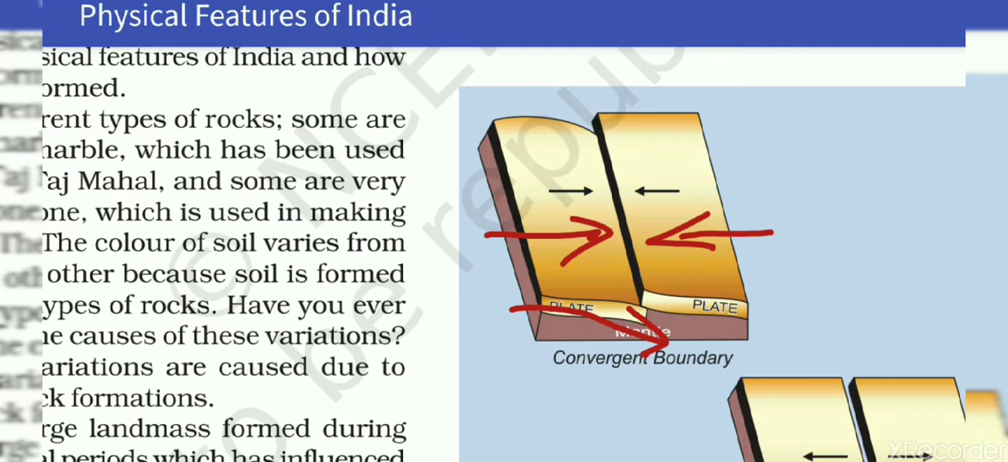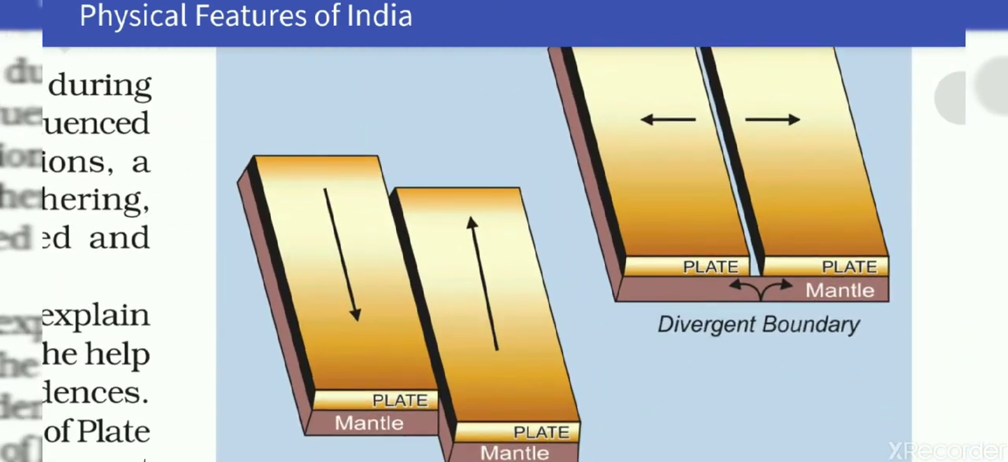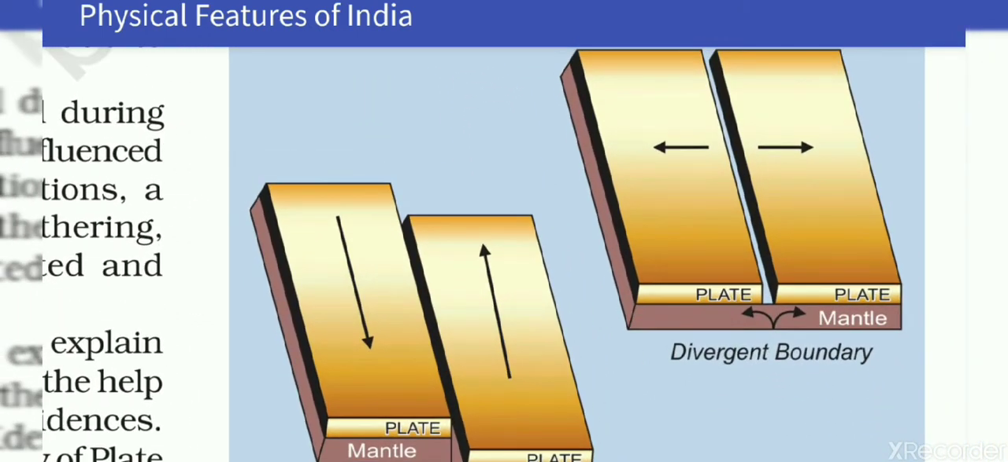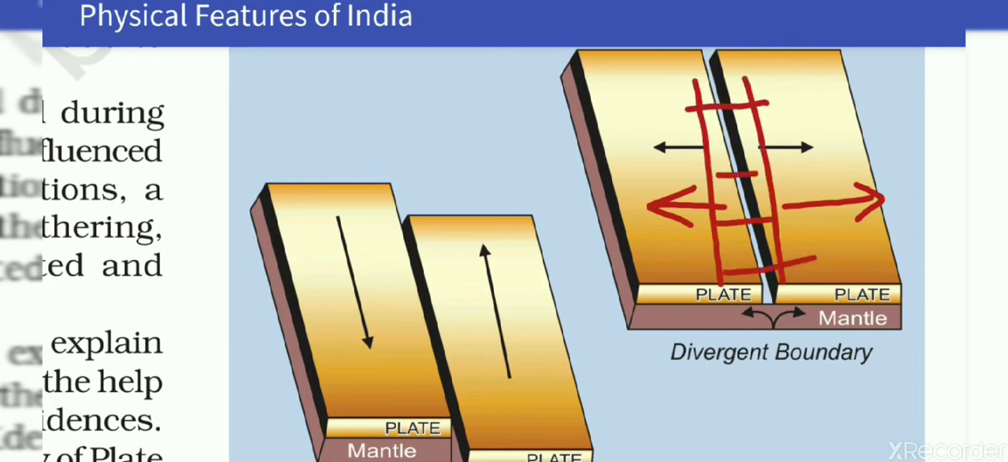Now what is the second one? The second one is divergent. So when two plates move apart from each other, here we see two plates are moving apart, leaving a gap between them. It means when they move apart, a gap is developed. So what happens then? It is filled up with molten rocks, and due to this movement volcanic eruption takes place.